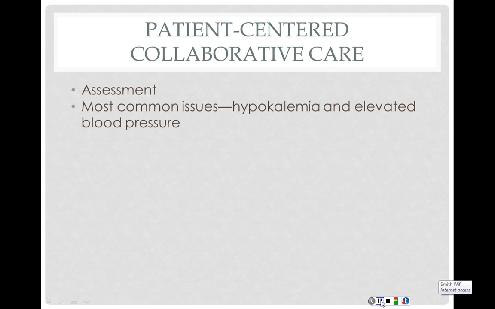So the most common issue that we see, the most serious issue that we're going to see with hyperaldosteronism is the hypokalemia and the elevated blood pressure. So if surgery is not done, the person may need potassium supplements, possibly spironolactone, which is a potassium sparing diuretic, because the person is retaining fluid, so we want to give the person a diuretic but a potassium sparing diuretic.